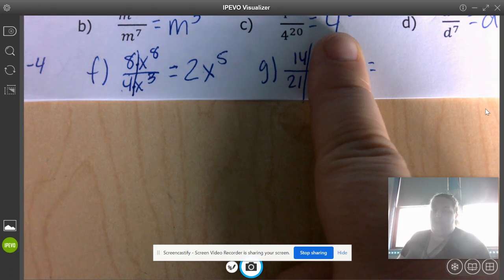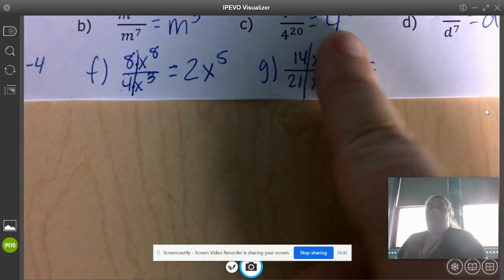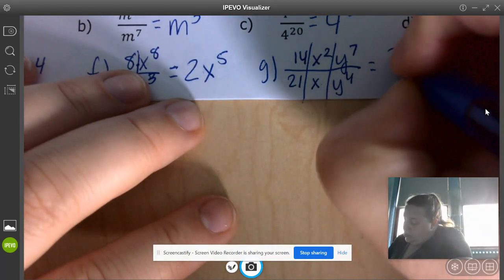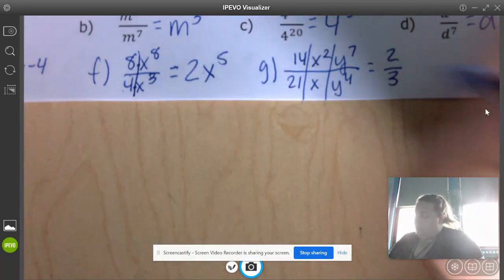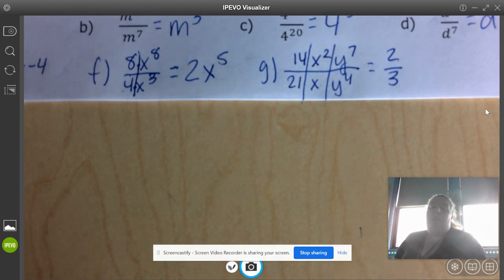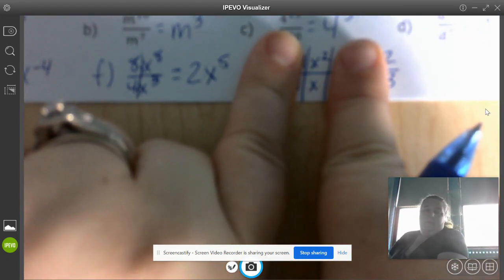All fractions are division problems, and I'd like you to leave it as a fraction. So just simplify. So the greatest common factor, or the biggest number that is divisible by 14 and 21, is 7. So 14 divided by 7 is 2, and 21 divided by 7 is 3. So I can simplify 14 over 21 to be 2/3. Okay? Then I'm going to work on x.